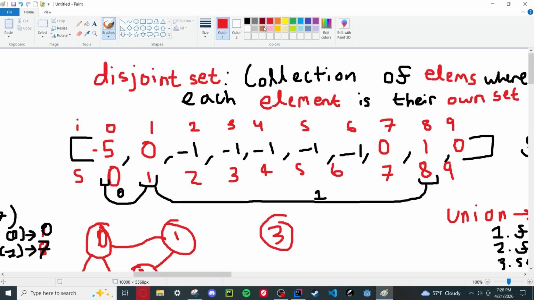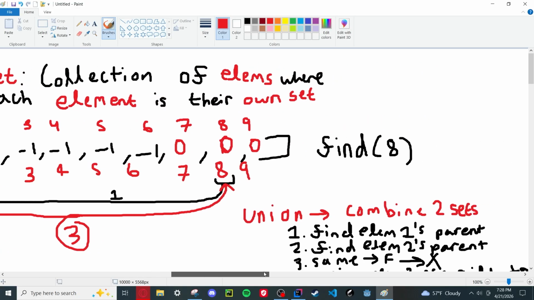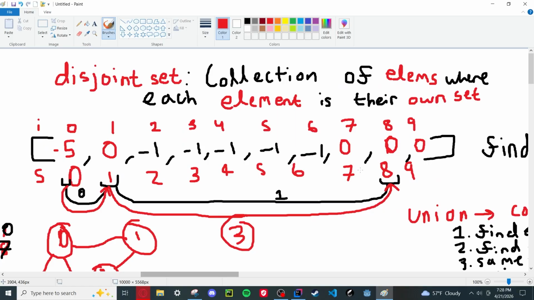Now I would like to go back. We're going to backtrack here. Check, is this index 0? Yes it is, we're good. Backtrack again. Is this index 0? No, it's not. Let's update this to index 0. So find of 8 would actually result in this array. This is what's known as compression, I'm pretty sure.